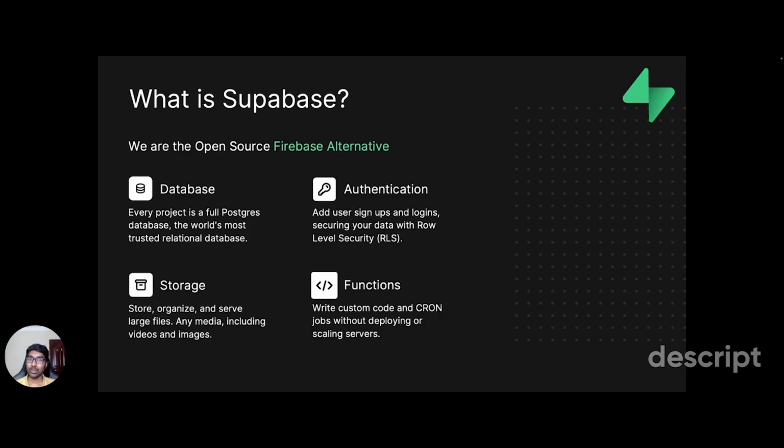Our next product, Auth, makes it really easy to add signups and logins to your application. And we support more than 15 different OAuth providers at this point, which you can integrate into your application with just a few lines of code. And the best part about this is that you can write your authentication policies with just SQL using row-level security policies of Postgres.